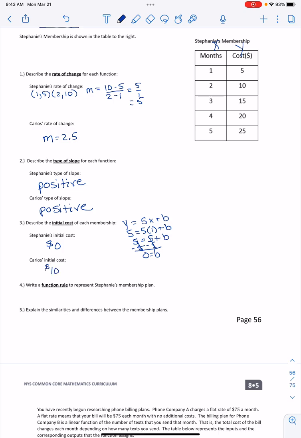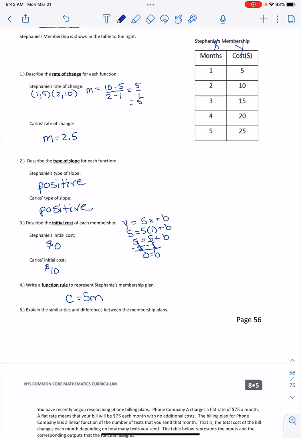So it says write a function rule to represent Stephanie's membership plan. So hers then would be y equals 5x. Or actually using the letters that have to be represented. Sorry, let me restate that. It would then be c equals 5m.